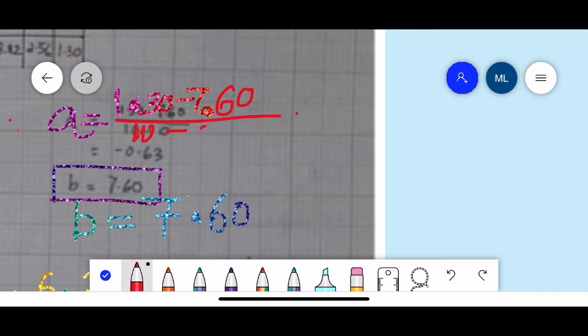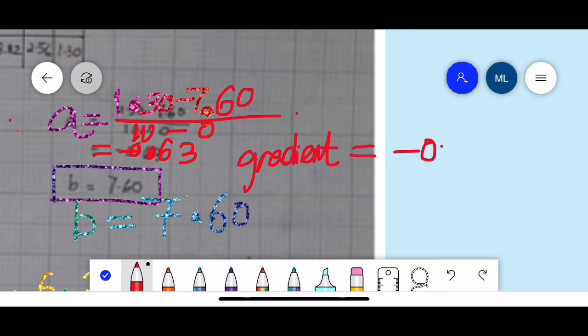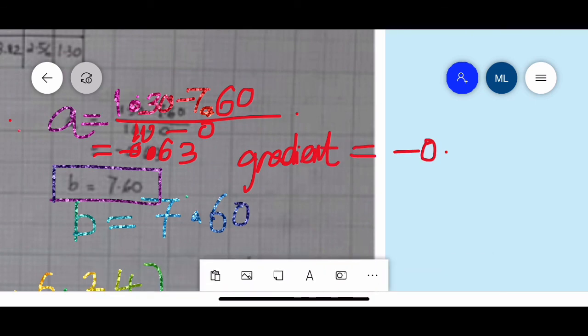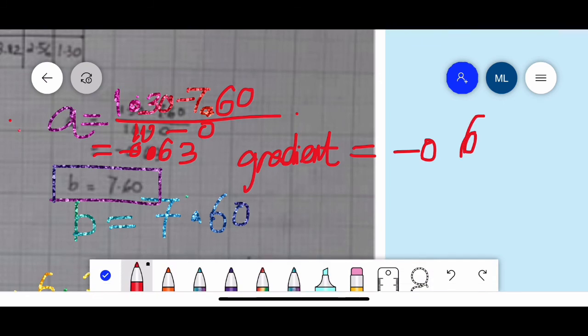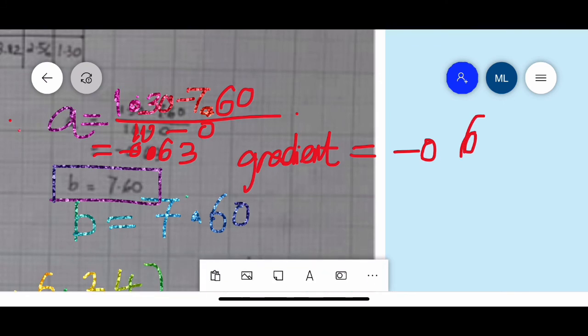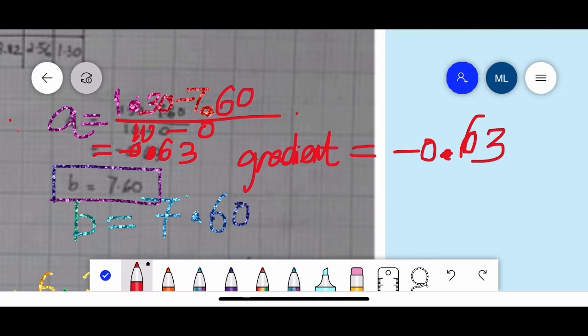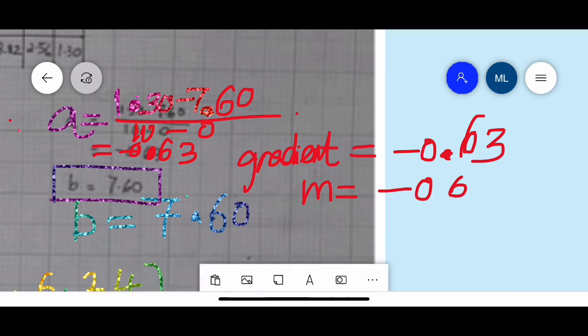Okay, so I will choose the last point, which is the 10 minus 0 for the x, and for the y it actually follows the coordinates for the last point. So you'll get negative 0.63, right? So the gradient is negative 0.63. Alright, and the gradient is actually equal to the a, which is from the equation of the straight line just now.